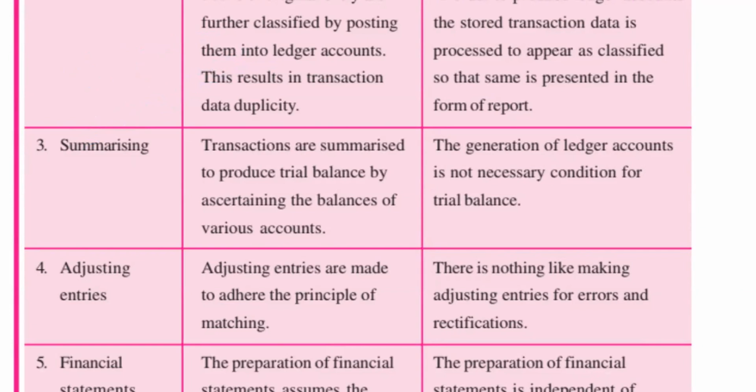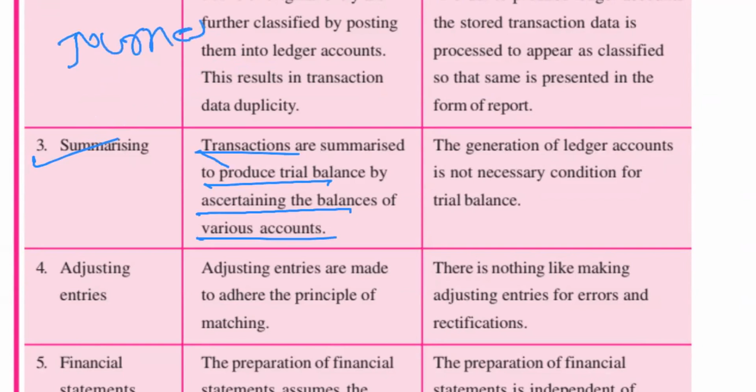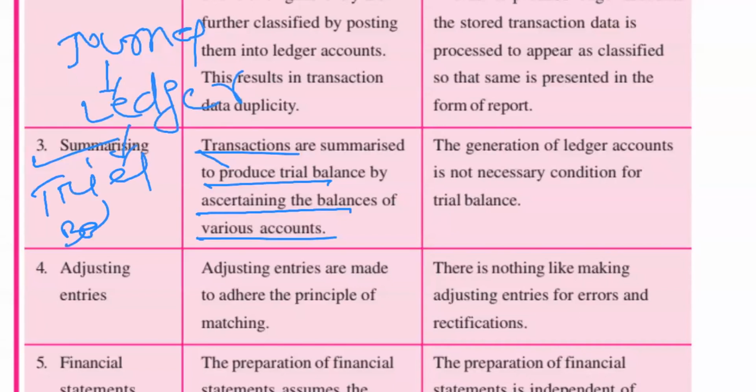Then for the purpose of summarizing, under manual accounting system, transactions are summarized to produce the trial balance by ascertaining the balance of various ledger accounts. First you prepare the journal. After that you prepare the ledger, and by totaling the ledger you prepare the trial balance. This is called summarizing. Trial balance is called a summary of all the ledger accounts.